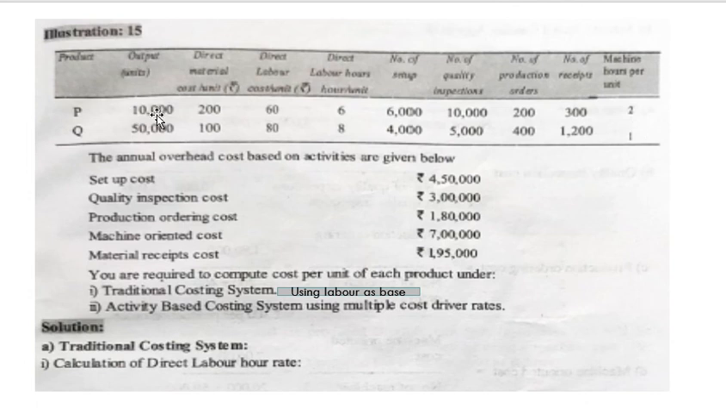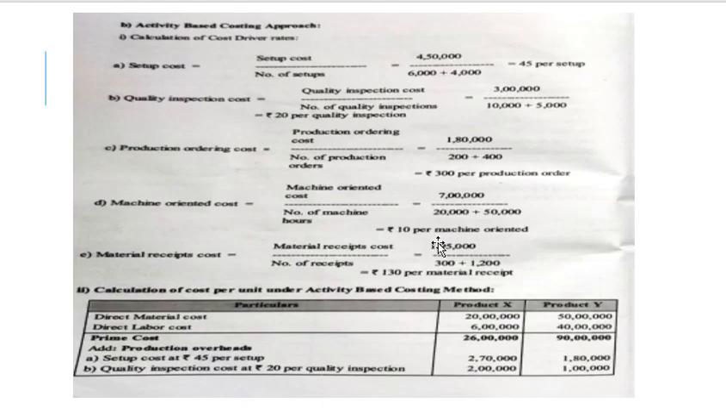So how many units is P producing? 10,000 units. So 10,000 into 2, which will give you 20,000. And for Q it is 50,000 into 1, which will give you 50,000. So 20,000 plus 50,000. So the calculation will be machine oriented cost, which is 7 lakh, divided by 70,000, which will give you rupees 10 per machine oriented cost.